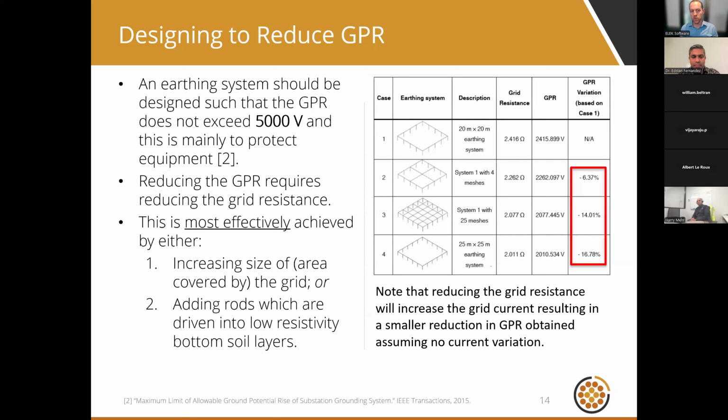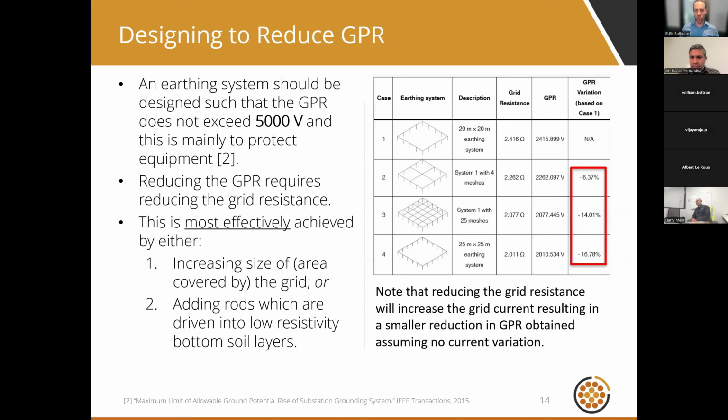Let's talk about designing to reduce GPR. There are not so many conditions where you need to reduce GPR. It's not such a very significant factor. However, there are conditions where transfer voltages or GPR will exceed the insulation level of cables, etc. in the installation. There is a guideline here that the maximum allowable GPR of an earthing system should be limited to 5,000 volts.